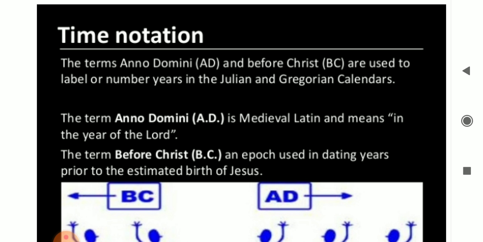In history, time notation is very important. Historians use terms like AD and BC. The terms AD and BC are used to label numbered years in the Julian and Gregorian calendar. The term Anno Domini is medieval Latin and means in the year of the Lord, and the term BC is an epoch used in dating years prior to the estimated birth of Jesus Christ.